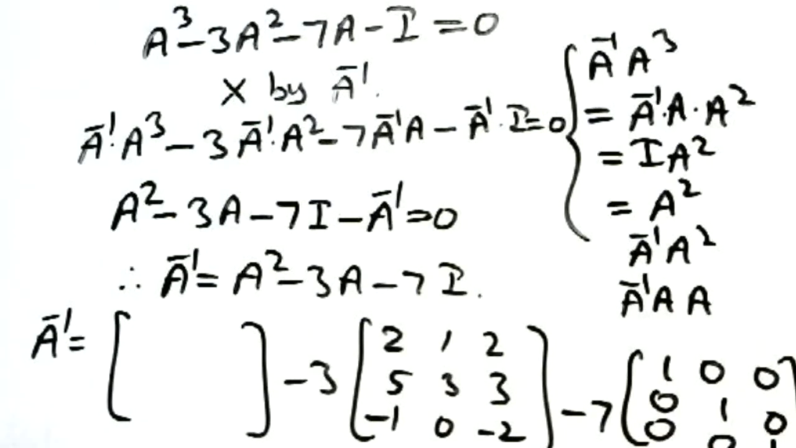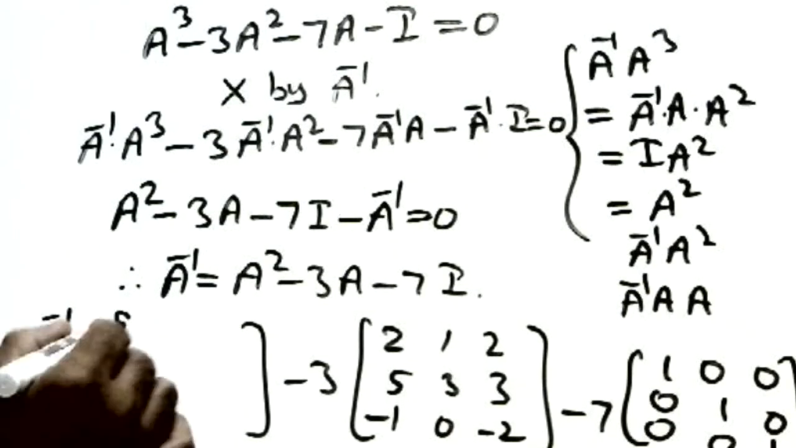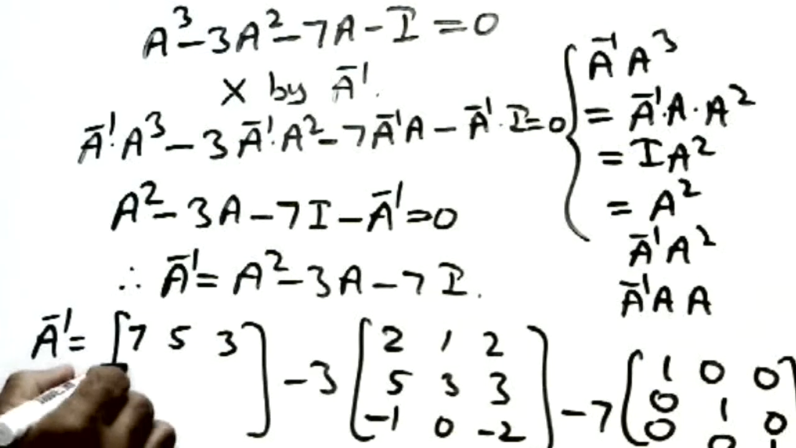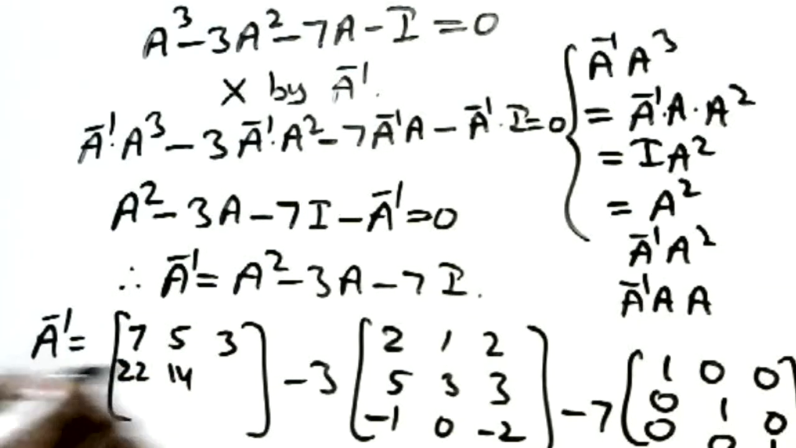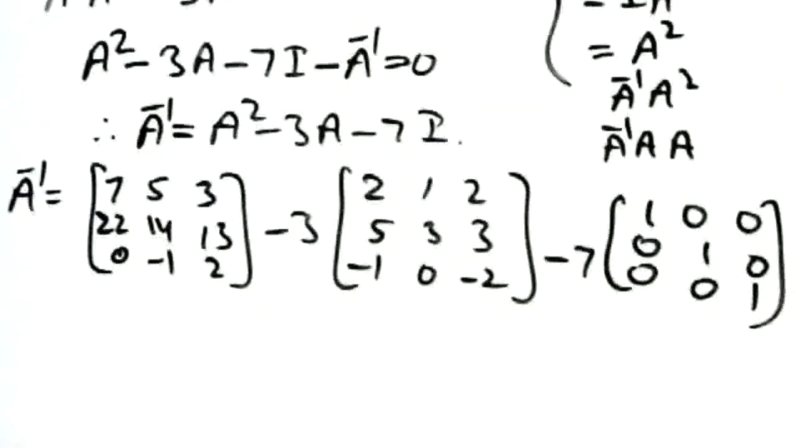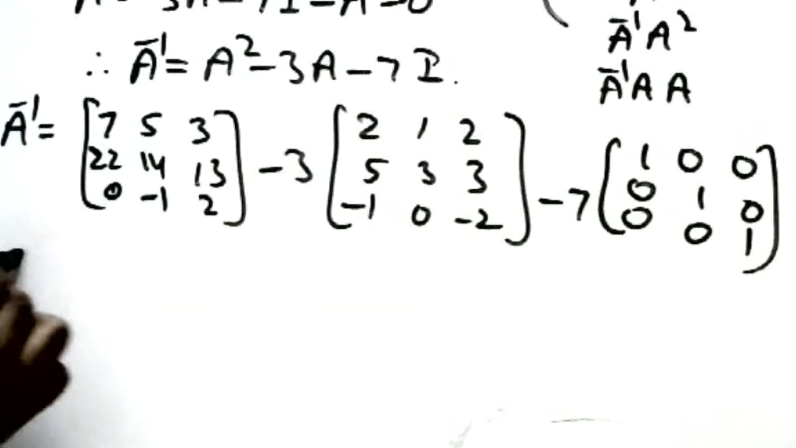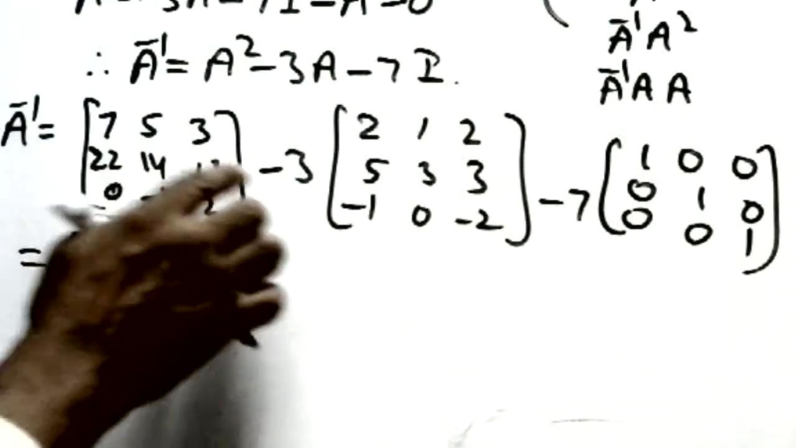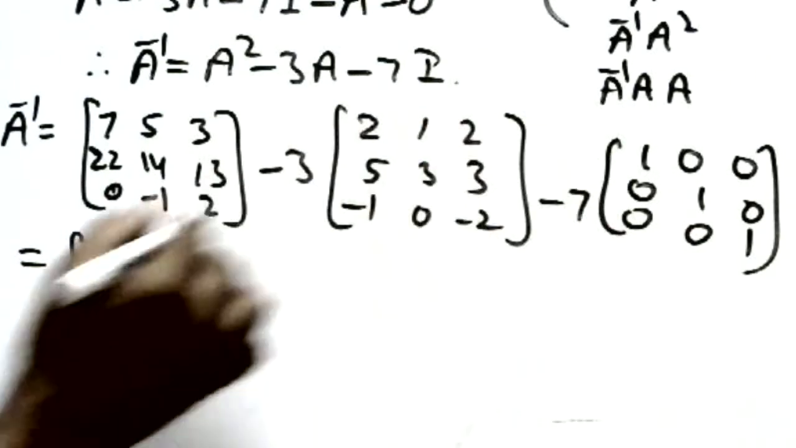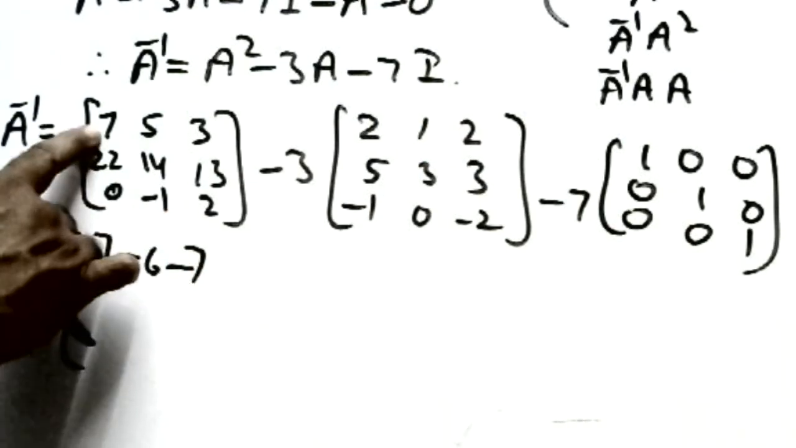Now let me substitute the value of A square from the previous. Just now we have found A square. A square is 7 5 3, 2 2 1, 4 1 3, and lastly 0 minus 1 2. So this is the A square. Just now we have done this. Now let me substitute the values, and we'll get the answer.